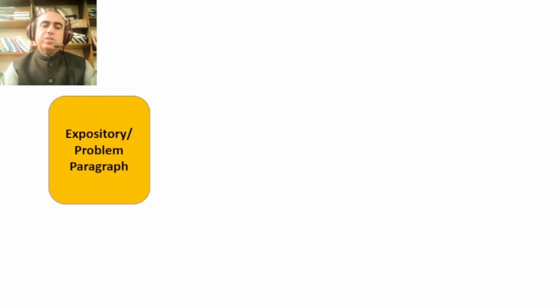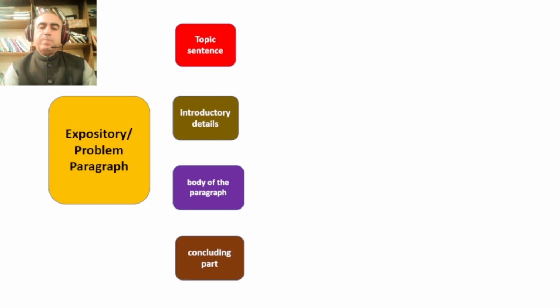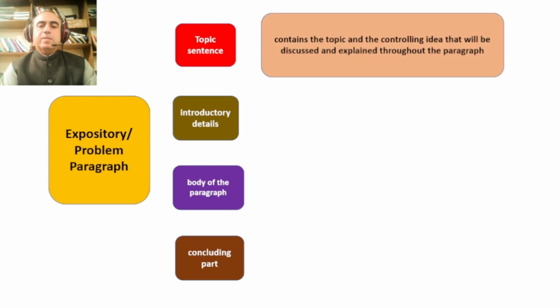So an expository or problem paragraph has certain features, or certain structures. The first one is the topic sentence, then introductory details, and after that comes the body of the paragraph, and then the concluding part. So it has 4 parts generally. Topic sentence, we first define it. A topic sentence contains a topic and a controlling idea.